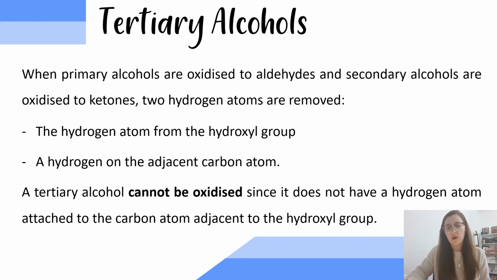Tertiary alcohols are not able to be oxidized, and this is because they do not have a hydrogen atom which is attached to the carbon. So we always have in a tertiary alcohol, the carbon that the hydroxyl group is on is attached to 3 other carbons. In order for it to be oxidized, the carbon that the hydroxyl group is attached to has to be attached to at least 1 hydrogen. So this is why we don't see tertiary alcohols being oxidized.